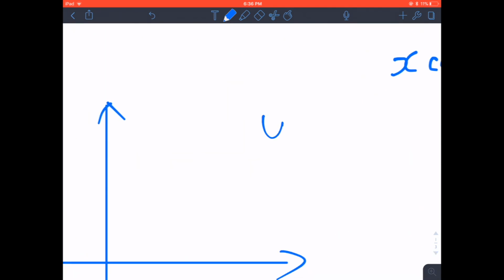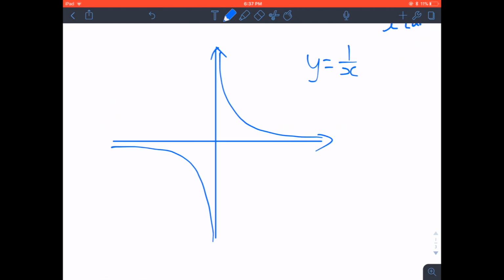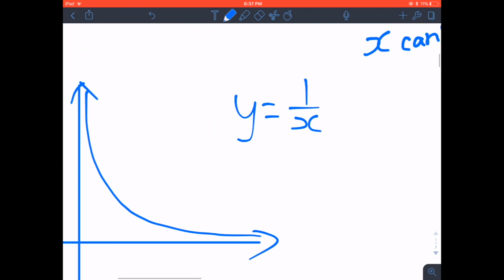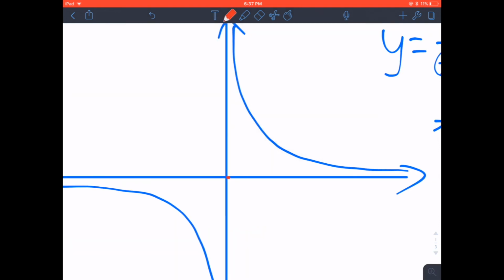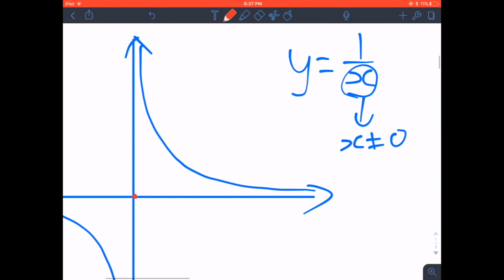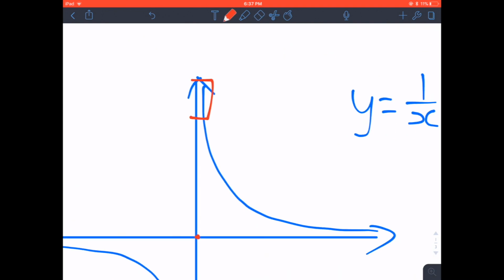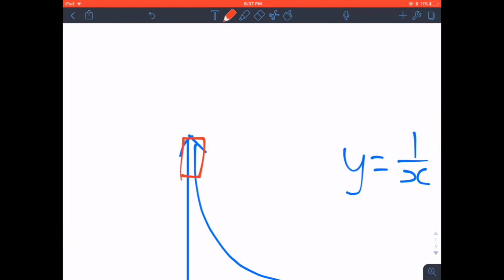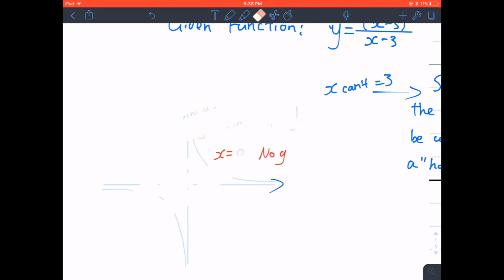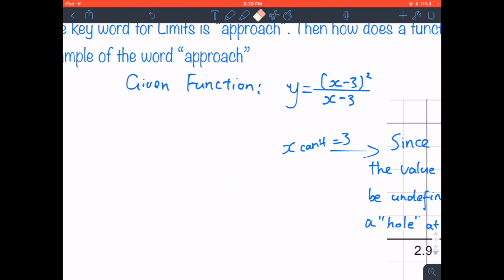So here's a function, y equals 1 over x. It's a rational function, and it looks like that. We're going to focus on its domain, which is x cannot equal 0, because when x equals 0, it will just be undefined. So let's take a closer look here. We can see that the function gets really close to the y-axis, but it never actually touches it. It's pretty similar when it comes to calculus.